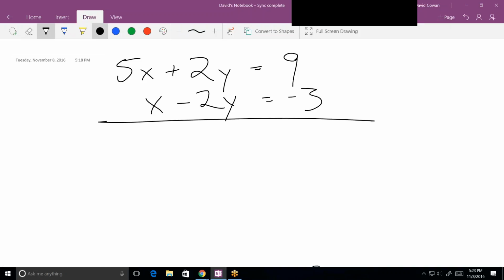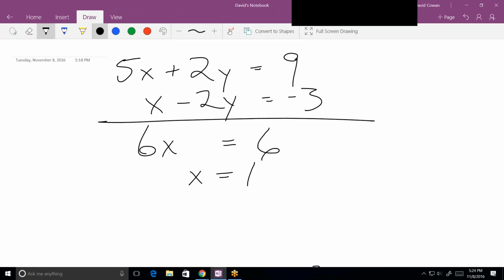Add those two equations. The way you add these two equations is to add the x's, 6x, add the y's, plus y, nothing. 0. That's the key. That's why it's called elimination. Equals what? Got to add the two numbers. 6. Notice how much easier that is.